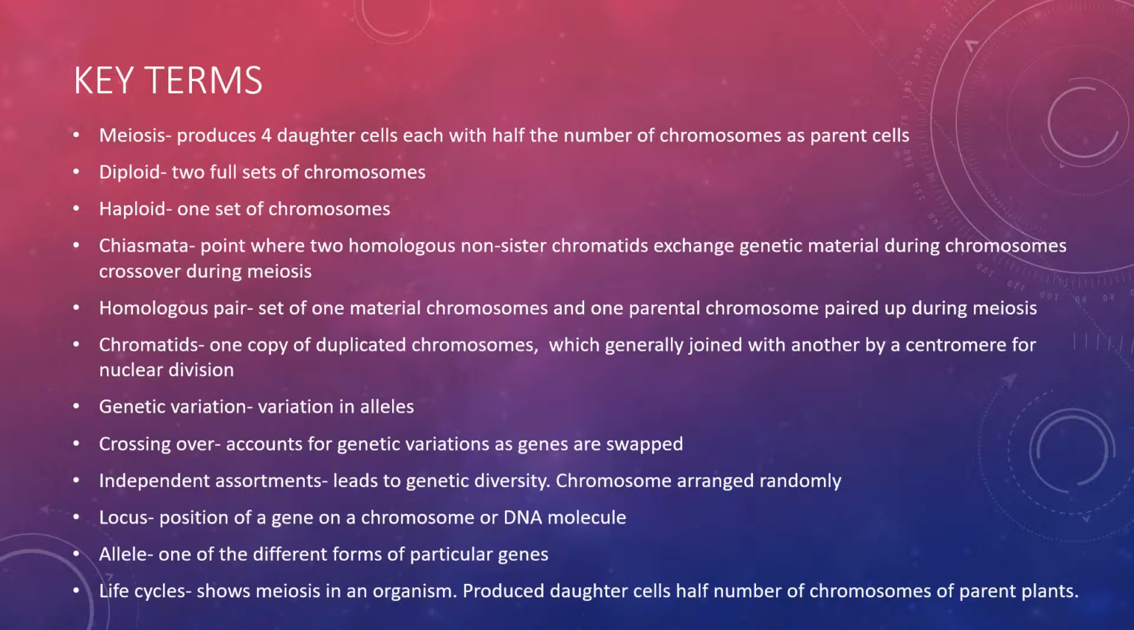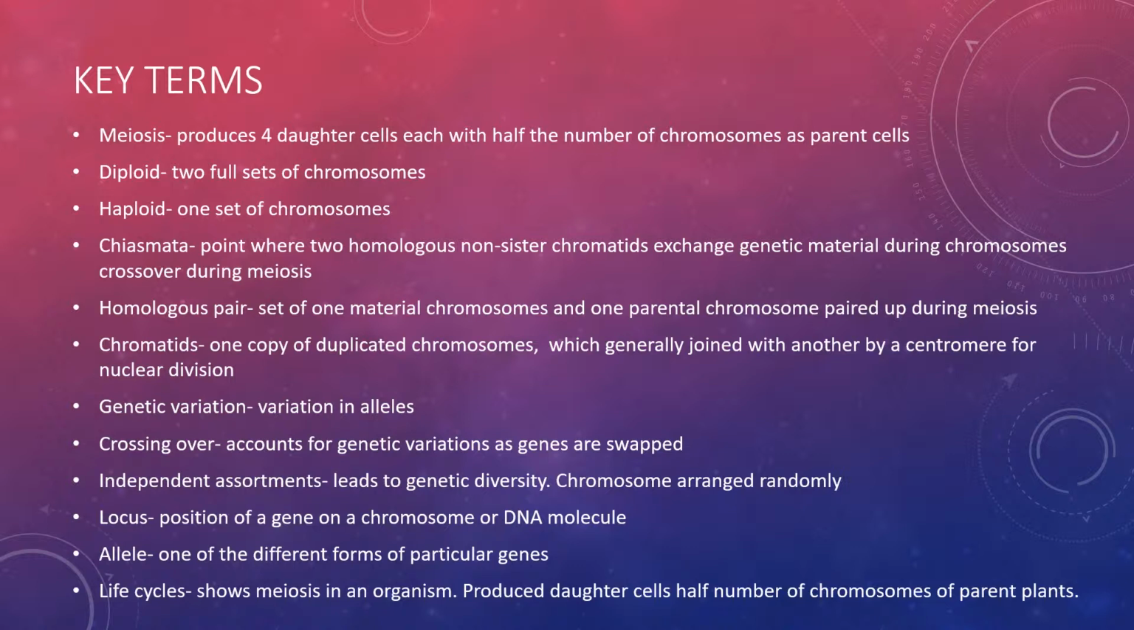Chromatid, one copy of a duplicated chromosome, which is generally joined to another by a centromere for nuclear division. Genetic variation, which is variation in alleles. Crossing over, which accounts for genetic variation as genes are swapped. Independent assortment, which leads to genetic diversity as chromosomes are arranged randomly. And locus, the position of a gene on a chromosome or DNA molecule.